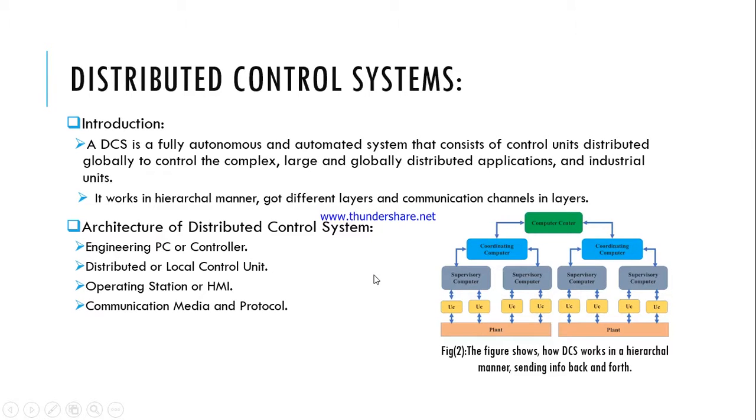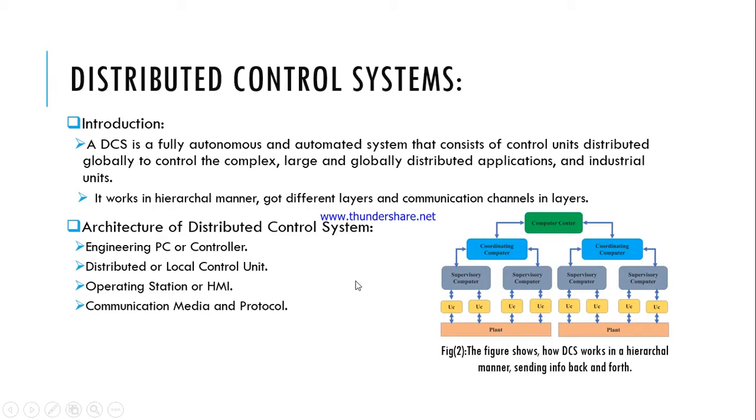In this section, we will learn about distributed control systems. What are they? What are the key factors? What are their applications? And what are the security lapses that they face? And how blockchain can help to overcome those security failures.